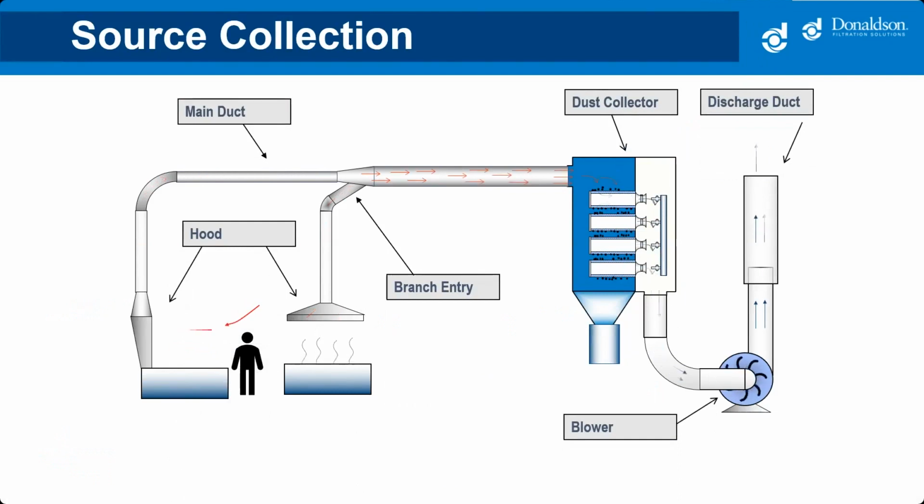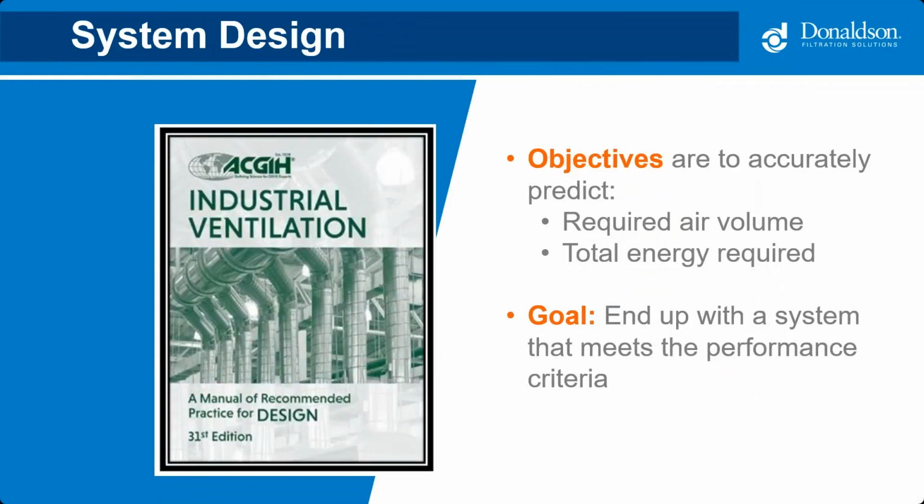These systems are made up of individual parts that are designed based on characteristics of the dust or fume and various application factors. If one component is poorly designed, the whole system is affected. In system design, we have two main objectives which we want to accurately predict. We want the air volume in CFM required to effectively capture and control contaminant at the point of generation, and the total energy and horsepower required to produce those airflows.